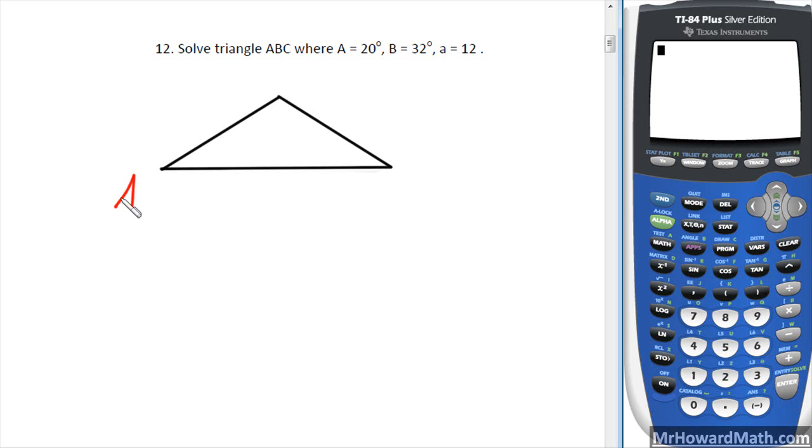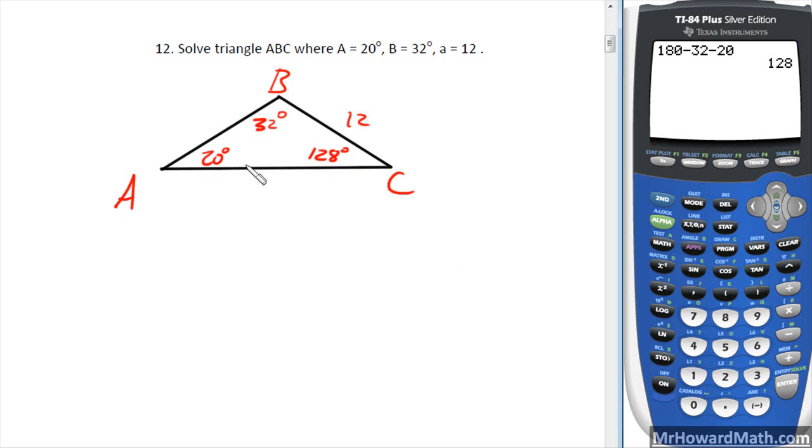So I'll draw the triangle this way. Remember, within reason, it doesn't matter how you draw the triangle. It doesn't matter how you start your labeling, as long as once you've got this much of it established, you fill in the information correctly. So angle A is 20 degrees. Angle B is 32 degrees, and side a is 12. So we can find angle C by subtracting those other two angles from 180. That's the easiest way to do that, and that would be 128 degrees. So there's all three angles done.